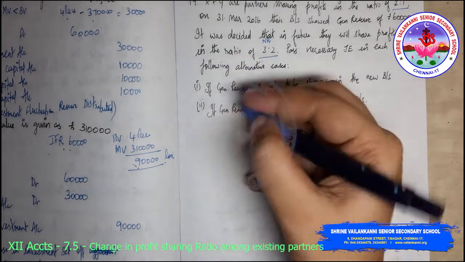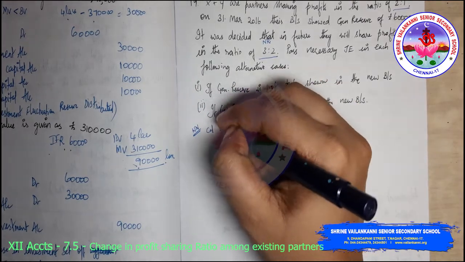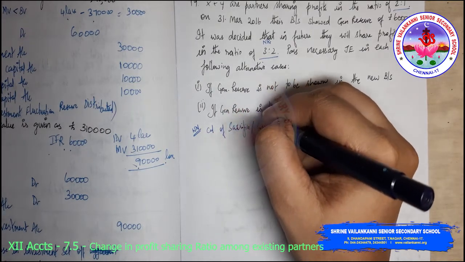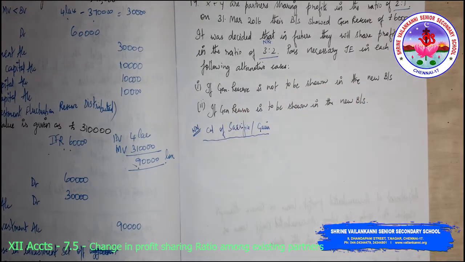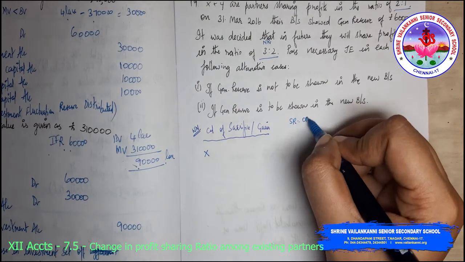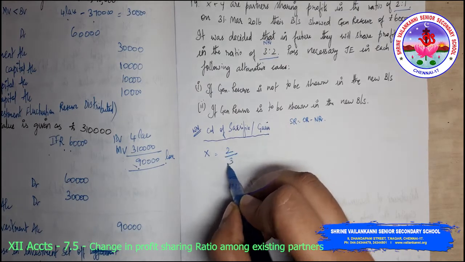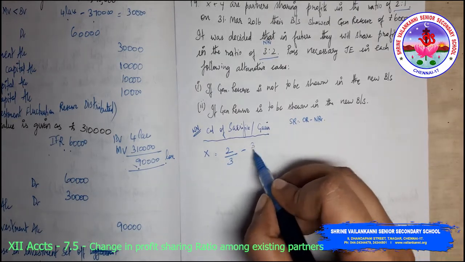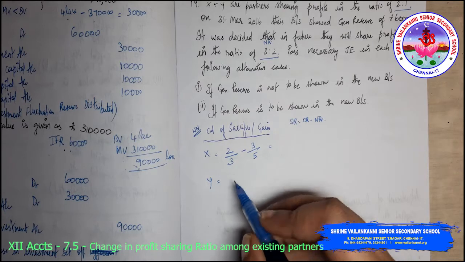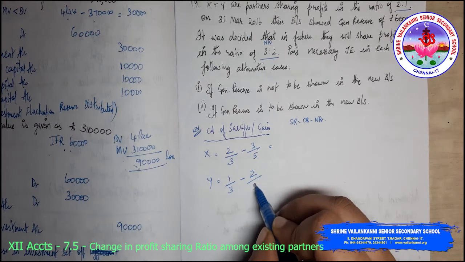So first, I'll just start with the working note. Calculation of sacrifice or gain. In this first one, you have X. What is the sacrificing ratio? Old ratio minus new ratio. Old ratio of X is 2 divided by 3 minus new ratio 3 divided by 5. And for Y, you have 1 divided by 3 minus 2 divided by 5.